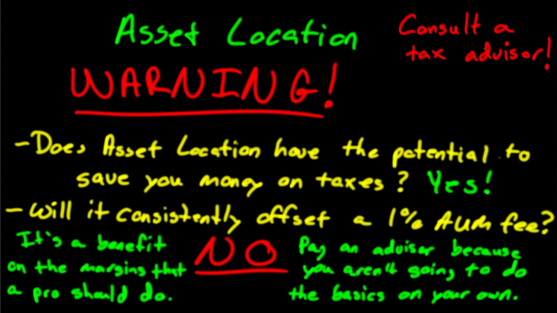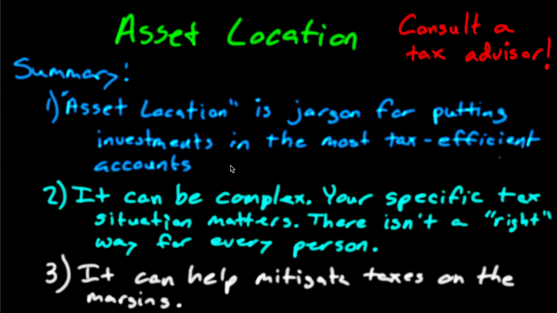All right, so in summary, asset location is just jargon for putting investments in the most tax-efficient account. That's all it is. It can be complex, and your specific tax situation matters. There's not a right way for every person. I've tried to give relatable examples for big law attorneys that I work with, but you need to consult a tax advisor. You need to consider your own situation, and it can help mitigate taxes on the margins. It's not going to make or break your wealth. Don't go hire an advisor because you feel like since you're not doing it that you need to pay somebody 1% to do it. It's helpful on the margins. It's not a reason to go hire somebody outright. You hire somebody if you're not doing the basics on your own.